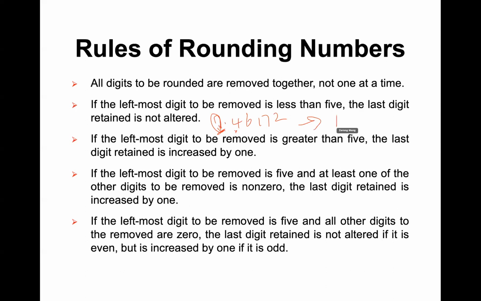Now, if the leftmost digit to be removed is greater than 5, again we use the example 1.46172. If we try to keep these two numbers here, the leftmost digit to be removed will be 6 now. That one is greater than 5. So this number we keep, but increase by 1. After that, it will be 1.5, right?